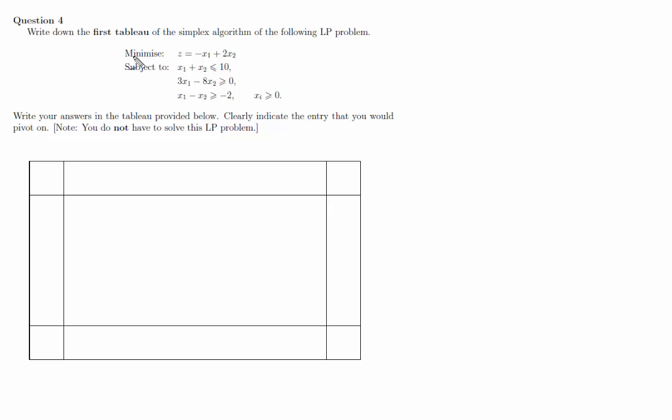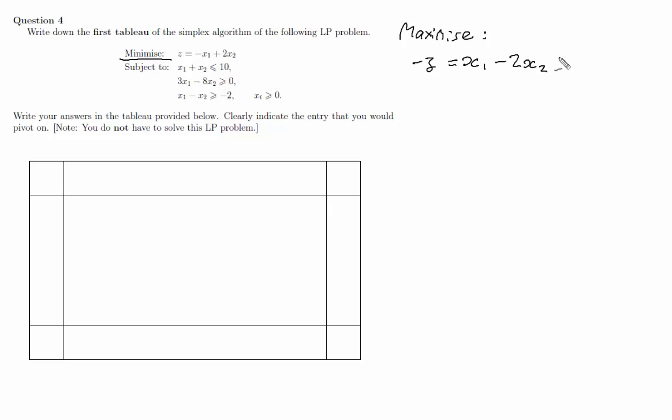So in this problem, we've been given it in the form of a minimization. So we need to rewrite this as a maximization problem. So minimizing z is the same as maximizing minus z. So we're going to multiply both sides by minus 1. So we want to maximize minus z equals x1 minus 2x2.